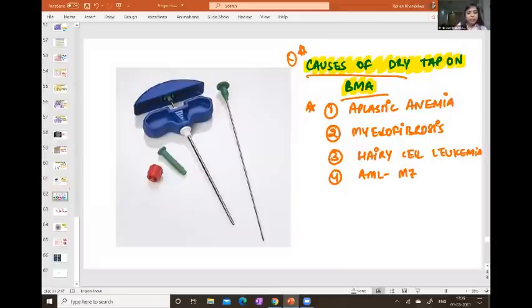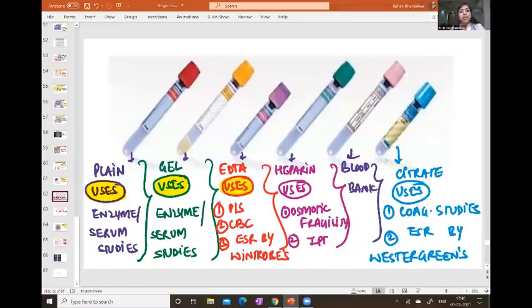Next. This is another practical image very frequently asked in the exam, something called vacutainers, right? Why are they called vacutainers? You must have seen these tubes in the labs because they have a vacuum. When the technician puts a needle inside, it sucks the entire blood.